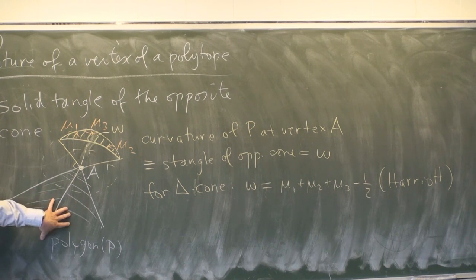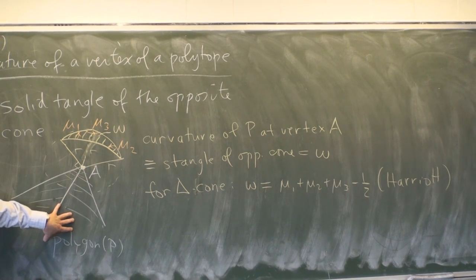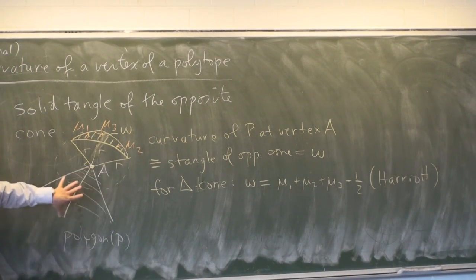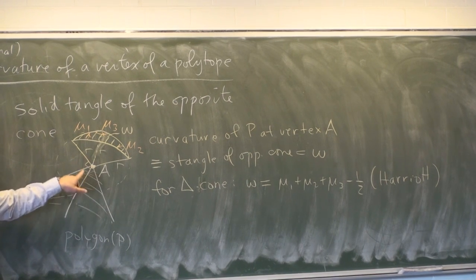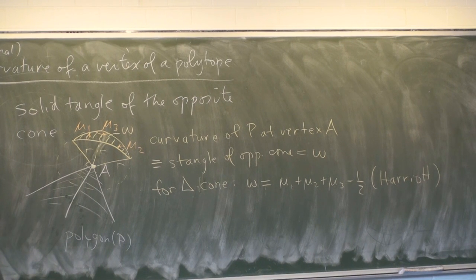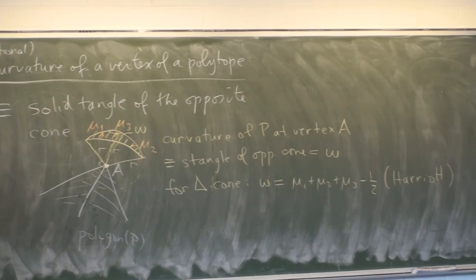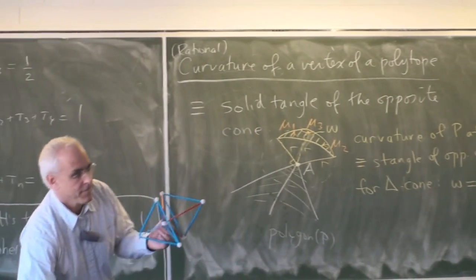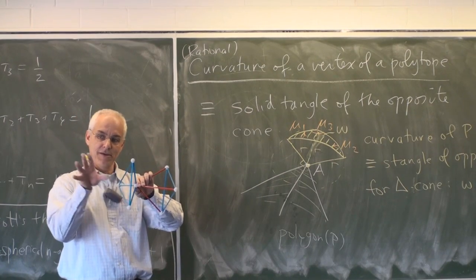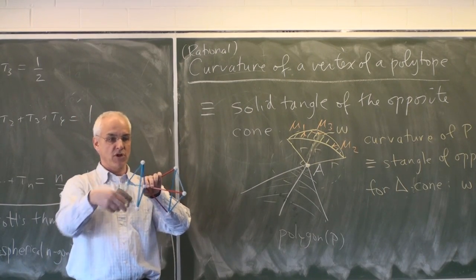But we're starting with the polygon. That's the actual real data that we have. We start with the polygon. So how do we get these mu's, mu1, mu2, mu3, from the polygon, or from the information near this vertex? For that, let's have another look at our situation here. There's our polygon P. There is the opposite cone that's coming out, whose curvature we're measuring.